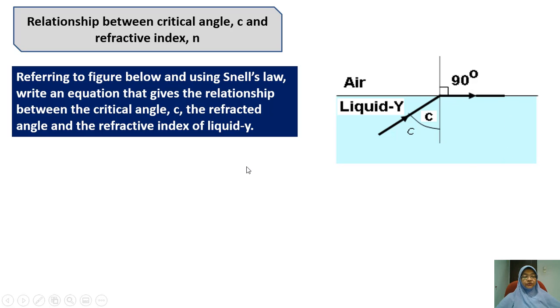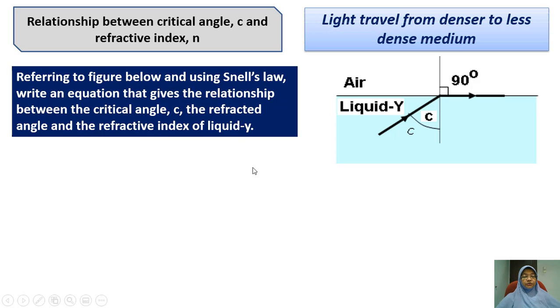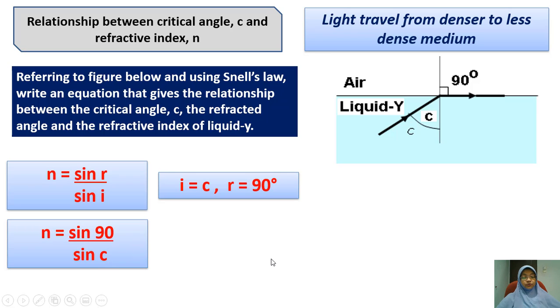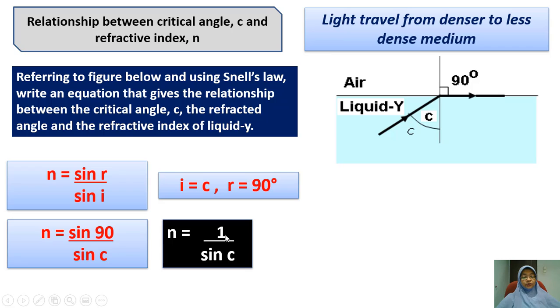Okay, first we use the formula. We need to find the relationship. Light travels from a denser to a less dense medium. Therefore, n equals sin r over sin i. Remember, sin r, the above one, is bigger than the incident angle. So we know that r is 90 degrees, so i equals C, r equals 90 degrees. So n equals sin 90 divided by sin C. And we know that sin 90 equals 1. Therefore, n equals 1 over sin C.